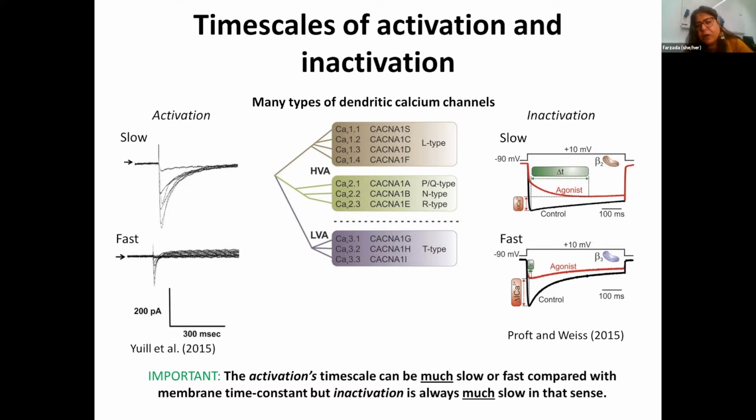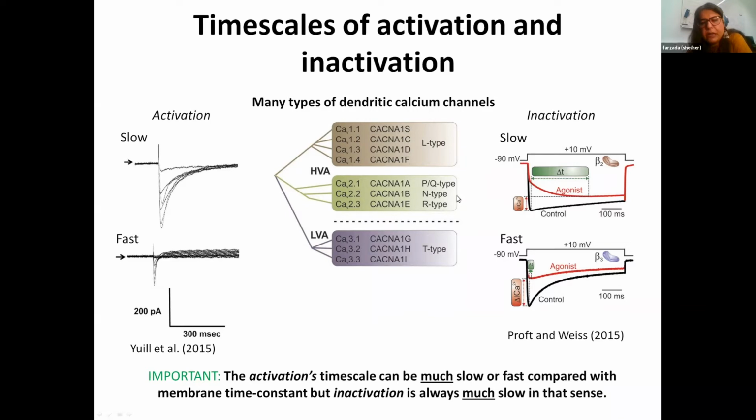But the very general property of the calcium dynamics is that they are very slow compared to the membrane time scale. And this slowness of the channels is in activation; you see that it's slow, about hundreds of milliseconds. The M variable can be hundreds of milliseconds. It can be around a few milliseconds to, I don't know, 10 to 20 milliseconds. But interestingly, in all these studies, when you look at the quantification of inactivation, inactivation is always very slow in these channels. So it's on the order of hundreds of milliseconds.